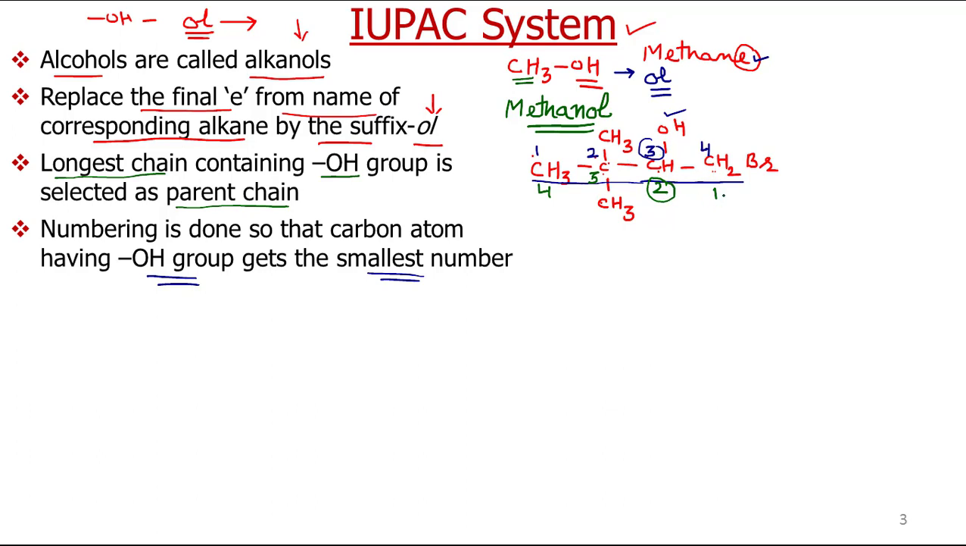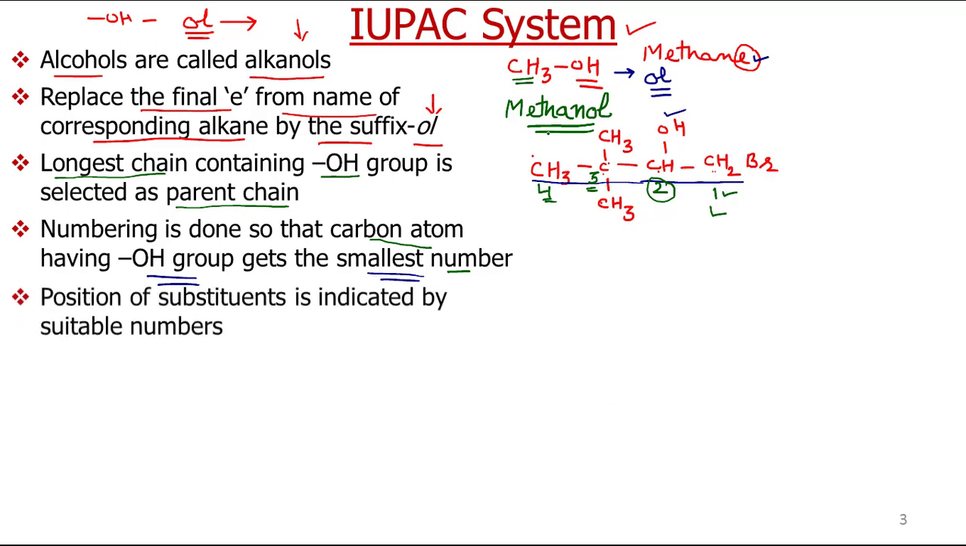So the numbering I have done in green color seems accurate, because in this numbering OH is attached to the second carbon, and in the numbering I have done using blue color, the OH group is getting the third number. The rule says that numbering is done so that the carbon atom having the OH group gets the smallest number. So the numbering with the green color is accurate. I will erase the blue color numbering so that you don't get confused. This is how we do the numbering.